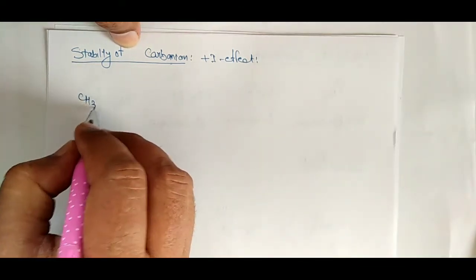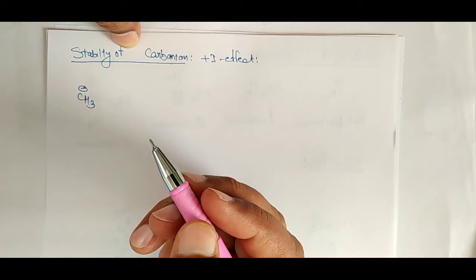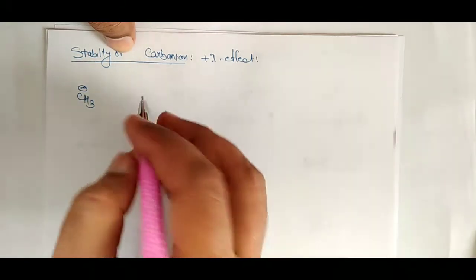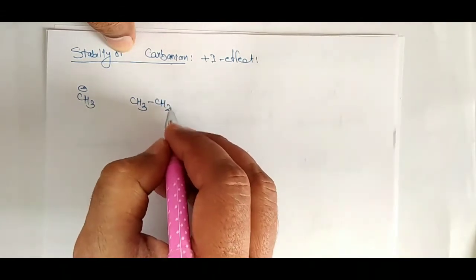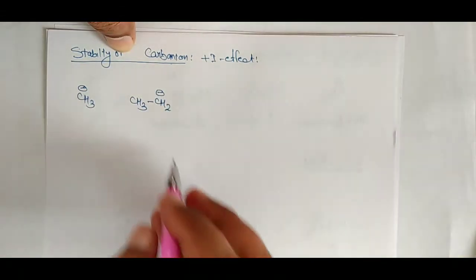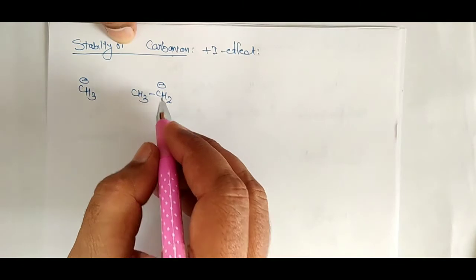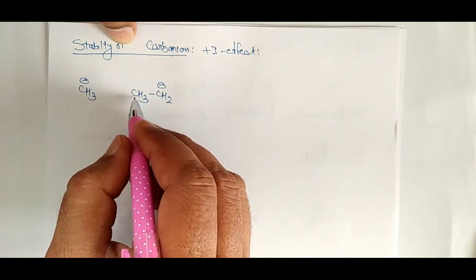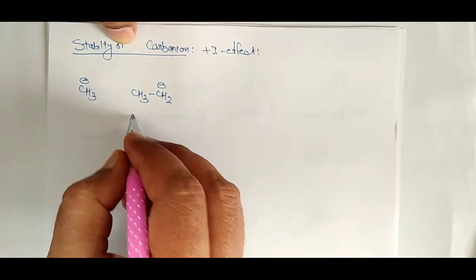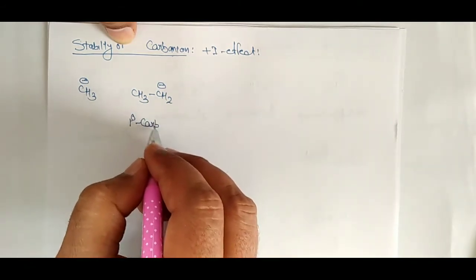this carbon, this is methyl and carries negative charge. The simplest carbanion is called methyl carbanion. And if we have CH3 and CH2, this is called ethyl carbanion. But how can we classify this here? This carbon carrying negative charge is attached to how many carbon atoms? This is only one carbon atom. So this is called primary carbanion.